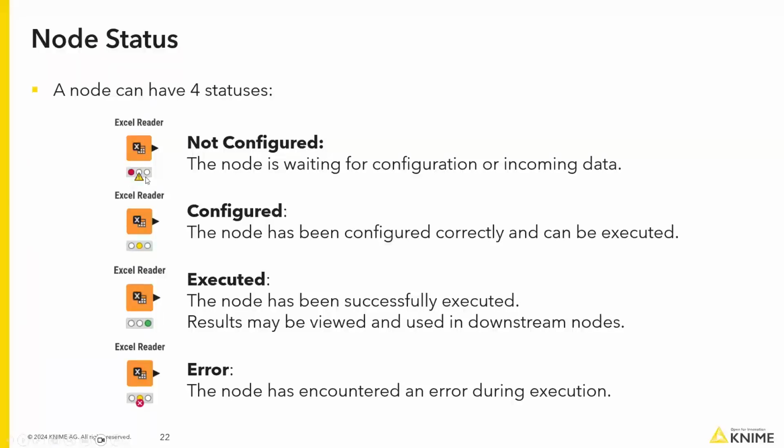configure the node. Once you configured your node, you will have this yellow traffic light, meaning that the node is ready to be executed. And then once you executed it, you will have the green traffic light in case everything succeeded, or the error in case something failed.